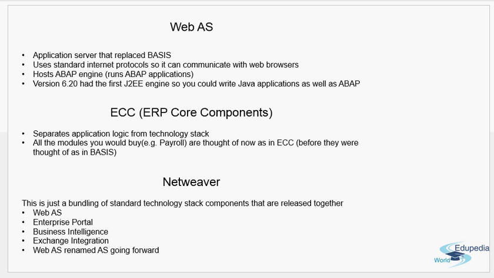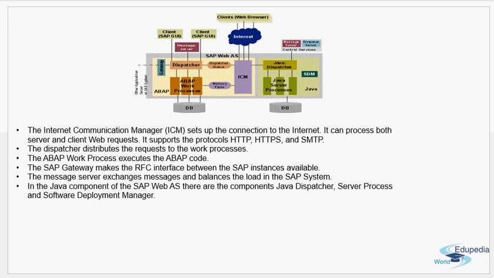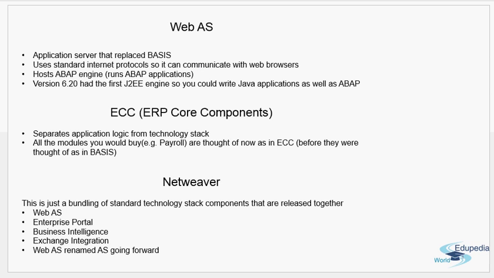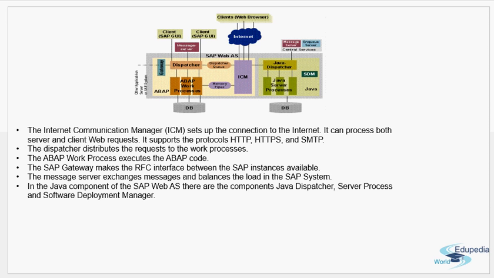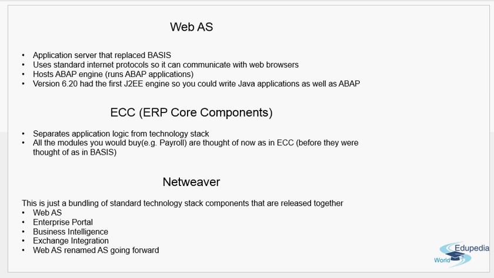Earlier to that, the technology part of SAP was known only as basis. So from this 620 version, SAP processes both ABAP requests as well as Java requests.